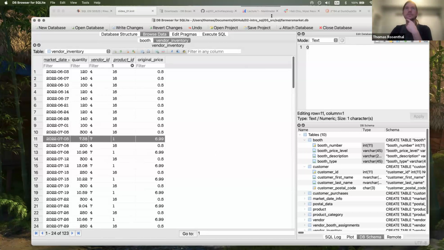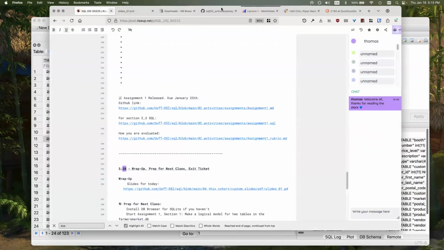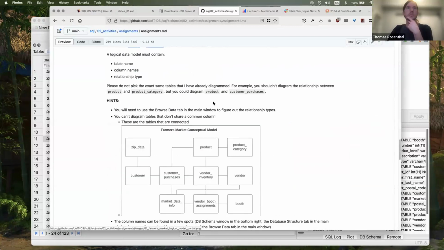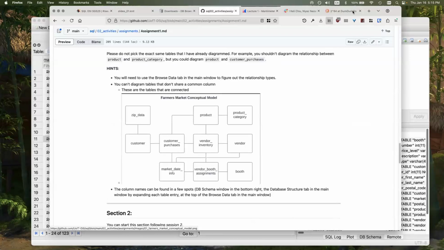Kelly, question? Yeah, Thomas, I have a question. So for assignment one, I see that section 2 and section 3 are to be done in the SQL file, right? And section 1, we're supposed to do it on Draw.io or any diagram tools, right? Right. And for section 1, how do we submit the diagram?